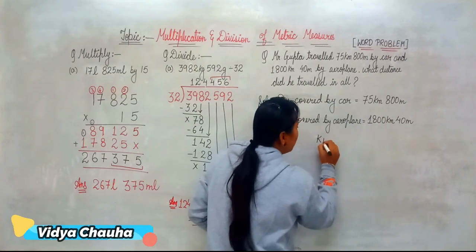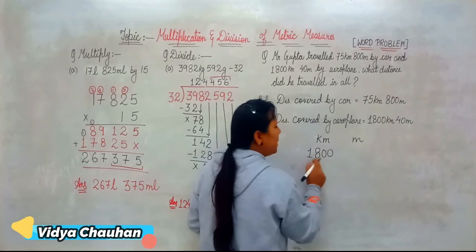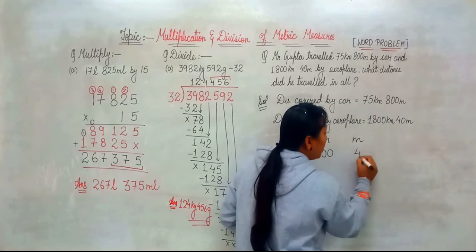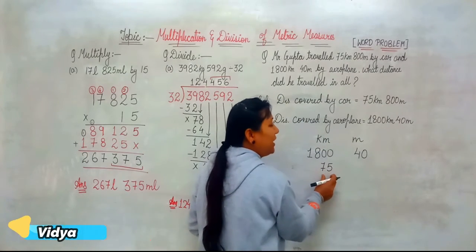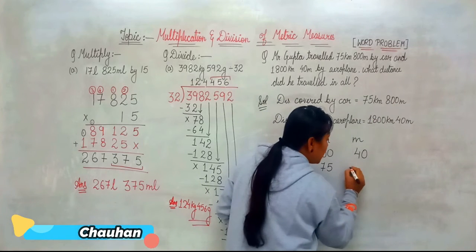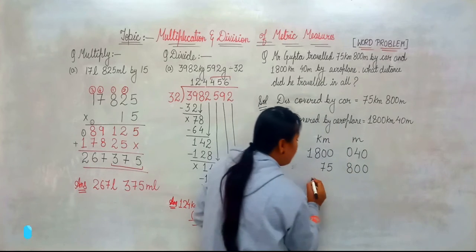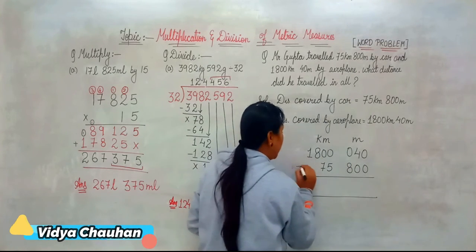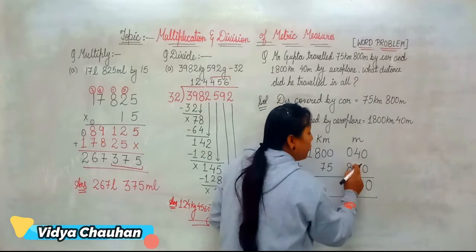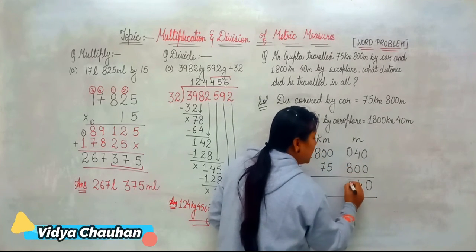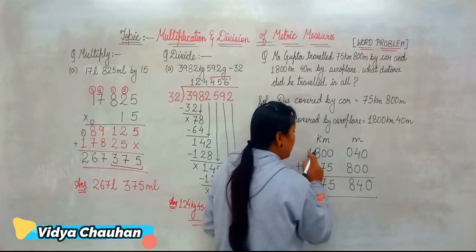at the top. So very first let's write kilometer and meter, and the distance covered by aeroplane is 1800 kilometer and 40 meters, whereas the distance covered by the car is 75 kilometer 800 meters. So 800 we will write like this. The place which is vacant we will fill it by 0. Now let's add the value here. So 0 plus 0 will become 0. 4 plus 0, 4. 0 plus 8 is 8. 0 plus 5, 5. 0 plus 7 is 7.